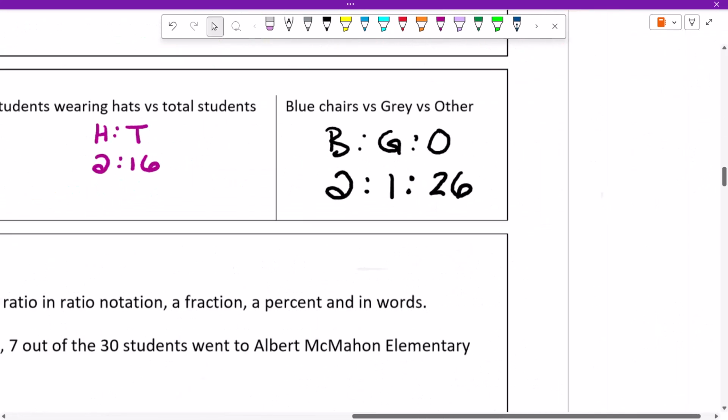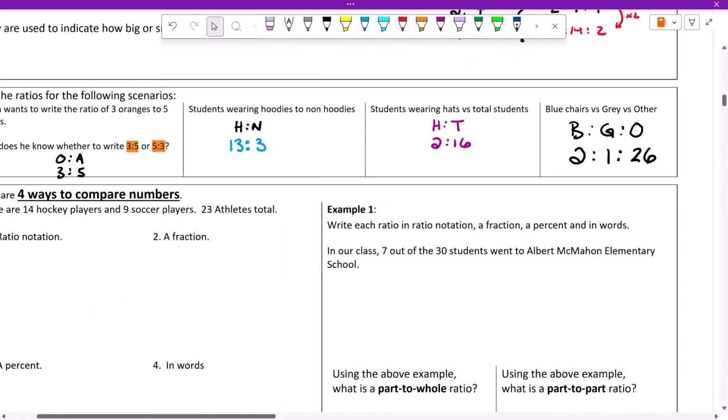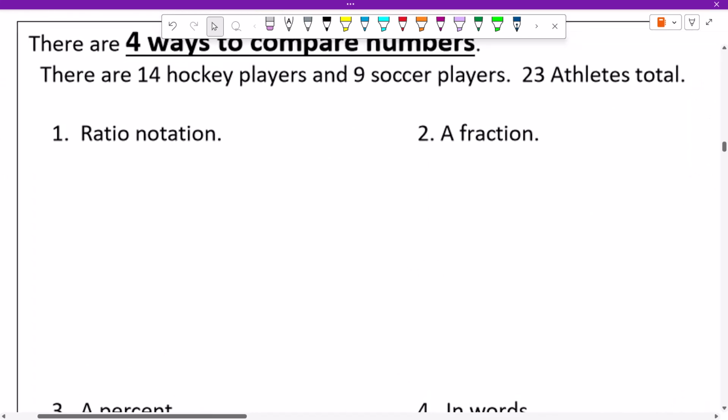Okay. So now, ratios in this format is just one way of writing numbers. There's other ways of comparing numbers, right? So we have ratios like this. For example, we're going to use this scenario to discuss all the different ways we can compare numbers. Suppose there are 14 hockey players to every 9 soccer players, and we have 23 athletes all together. We can write this as a ratio. So we can say hockey players to soccer players.